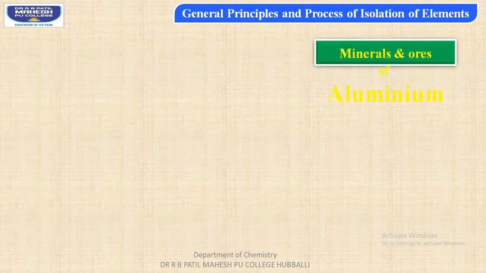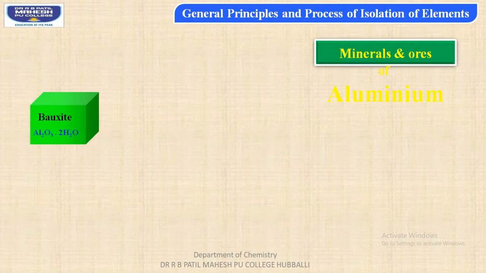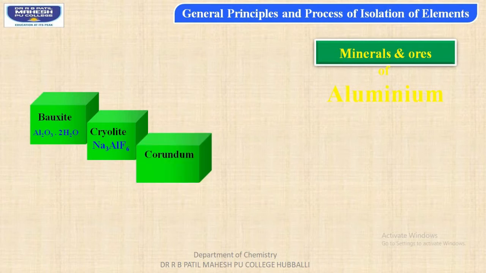Let's continue. Minerals and ores of aluminium. Let's discuss the various minerals first. The first mineral of aluminium is bauxite, aluminium oxide dihydrate. Second is cryolite, trisodium hexafluoroaluminate. The third mineral is corundum with the formula Al2O3, that is aluminium oxide.